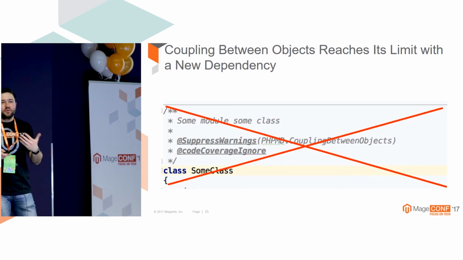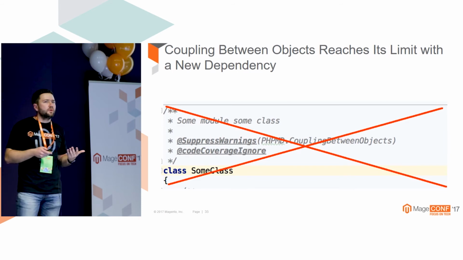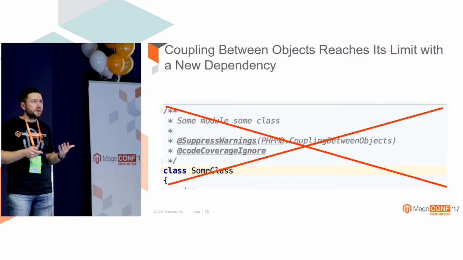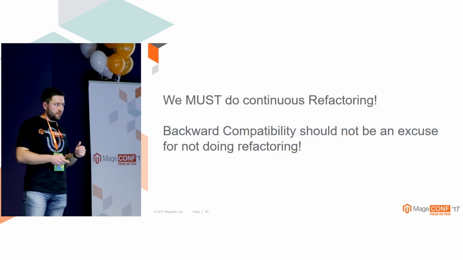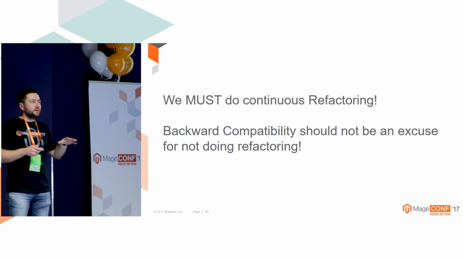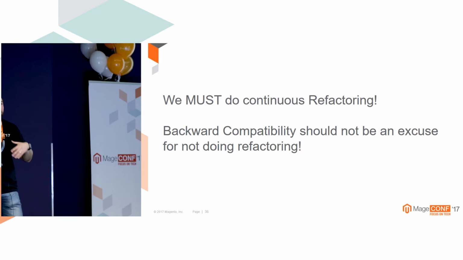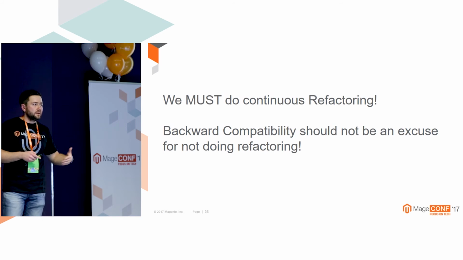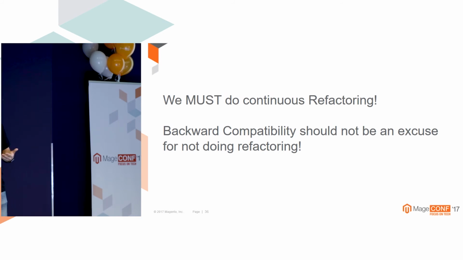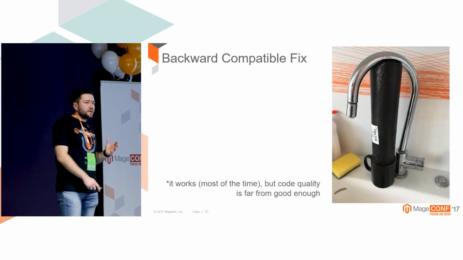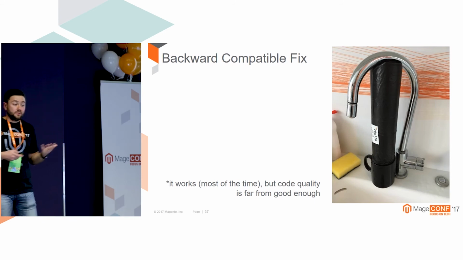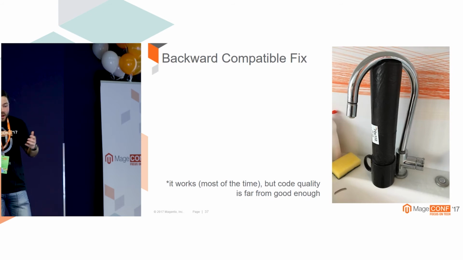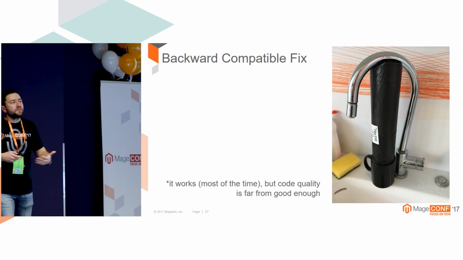And when we have 13 external dependencies, that smells in your code, because in this case the code probably does not satisfy the single responsibility rule, and it should be refactored. And we must refactor our code. There is no option to not refactor the code, because refactoring should be continuous and should be done along with the development. That's why sometimes this is how a backward compatible fix looks. And it works most of the time. We are trying to improve the quality of such fixes.